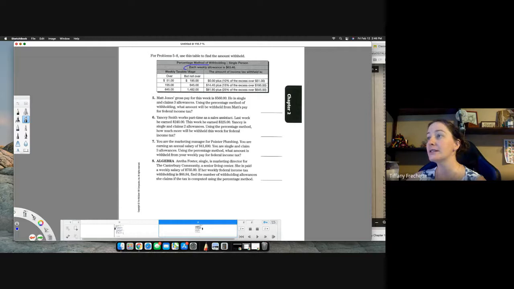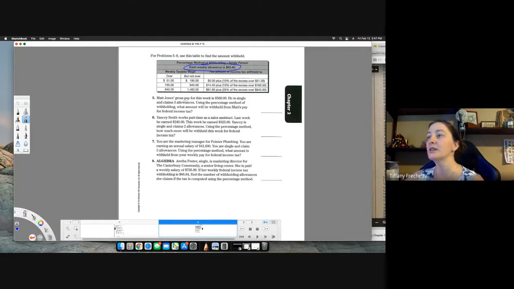Each weekly allowance is $63.46. They're telling you if you claim 1 allowance, you're going to subtract $63.46 from your gross income before calculating the taxes. If you claim 2, you need to multiply 63.46 times 2 and subtract that from your gross income before calculating taxes, and so on. So they're telling you how much each allowance is worth. That's how you know what to subtract. Once you've done that, then you go through and you do this calculation for the percentage method.